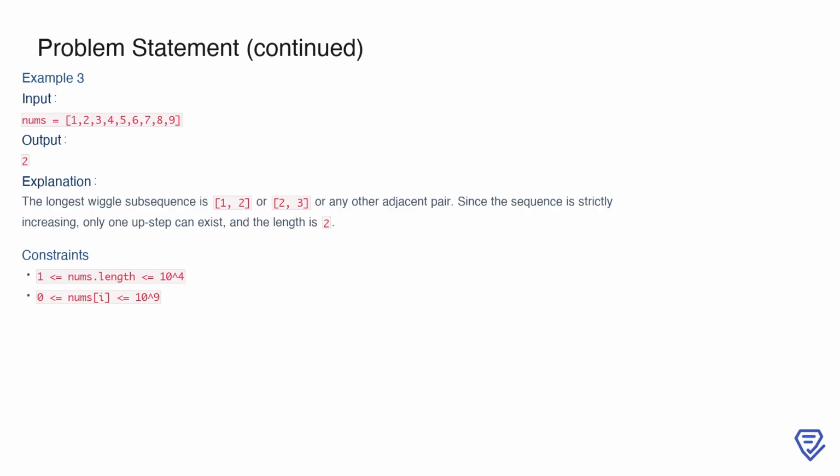Any longer subsequence would fail because the differences would no longer alternate. Therefore, the longest possible wiggle subsequence has a length of 2. This example highlights that, in cases of monotonic sequences, we are limited to choosing just one up or down step.